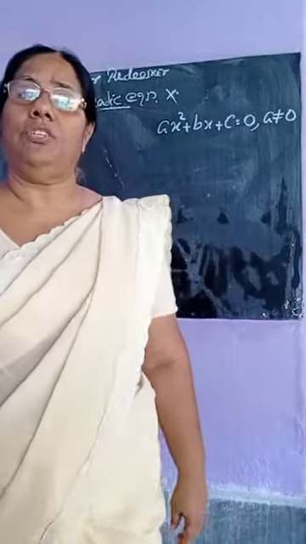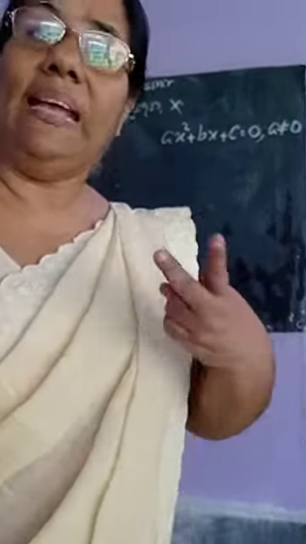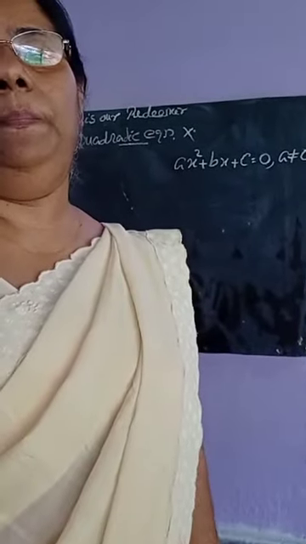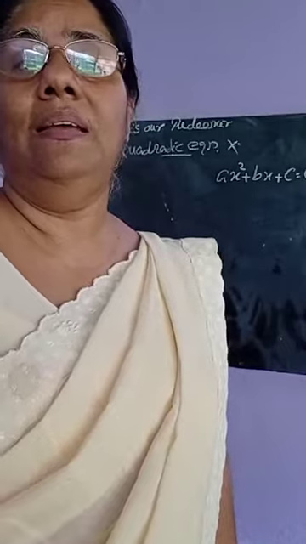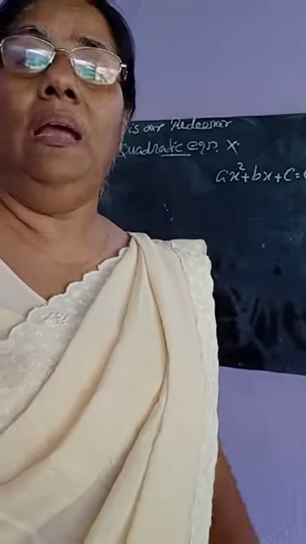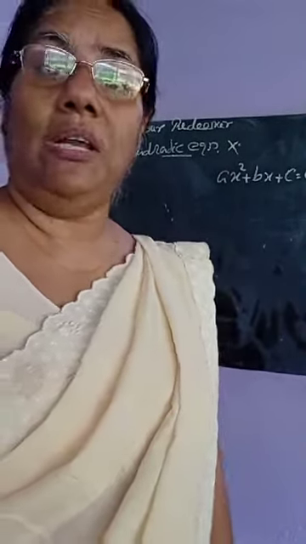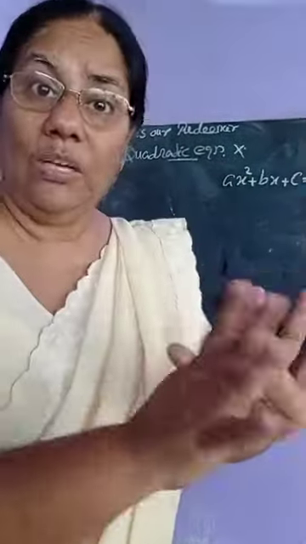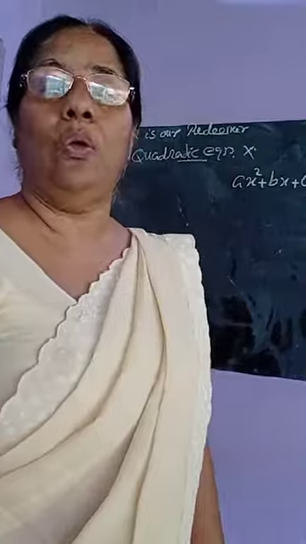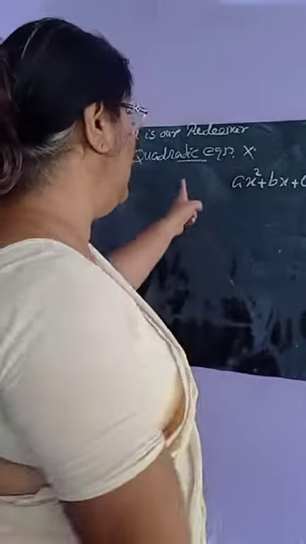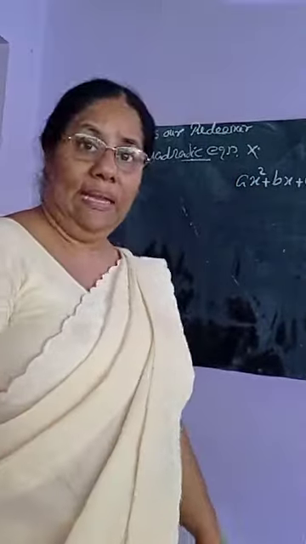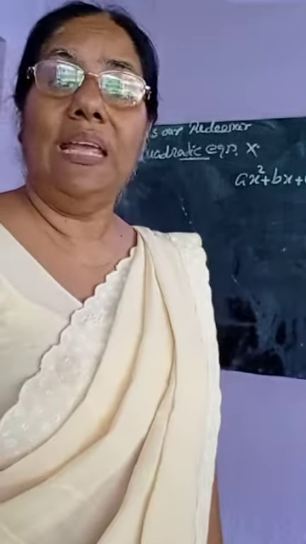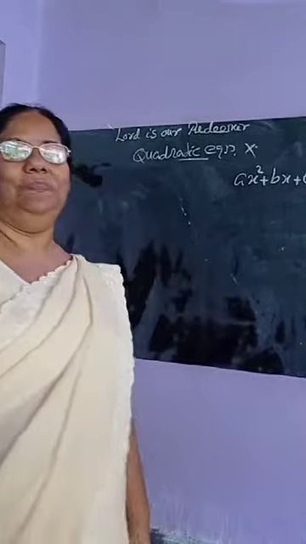What is the meaning of quadra? That means a second degree equation. Here the degree of that polynomial is 2, and how can we say that this is an equation? One side equal to the other side, that means equal to 0, therefore it is an equation. A quadratic equation in one variable is ax square plus bx plus c equal to 0.